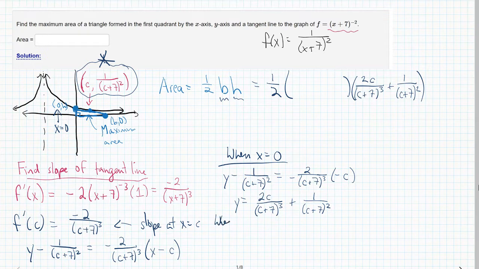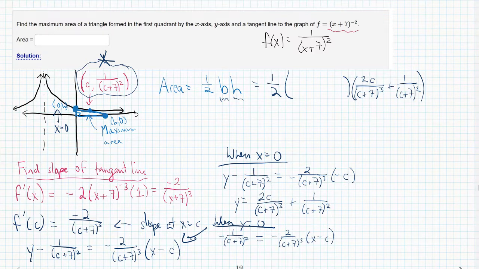Now, the other scenario is when y equals 0. This might take a little bit more work, but not much. So when y equals 0, what happens to our equation? Remember, we're plugging it into the equation down below. So you get negative 1 over c plus 7, the quantity squared, equals negative 2 over c plus 7, the quantity cubed, and then we get x minus c. Alright, so we want to solve for x, so what happens here?